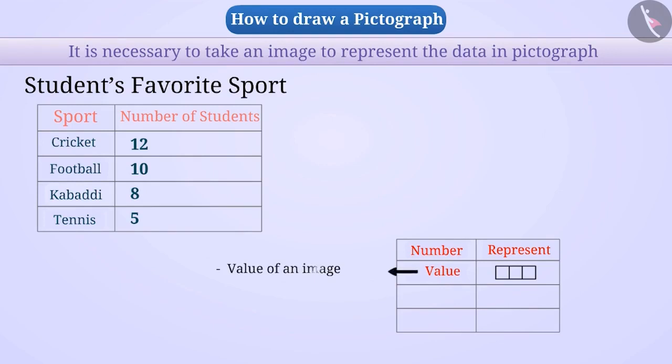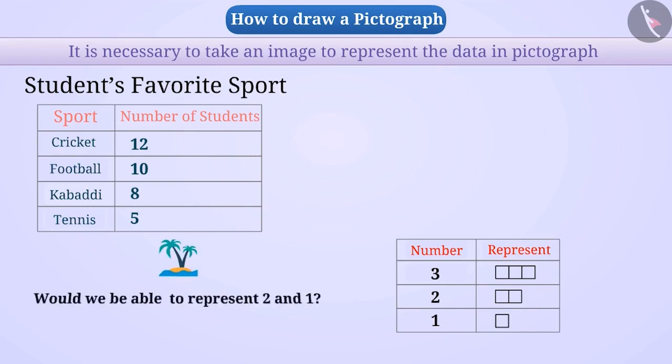Here, we can take the value of one image as 1, or we can also use the image as multiple of units. Like here, we can take the value of an image as 3. If we take the value of an image as 3, then we can represent 2 as this and 1 as this. Just think, if we had replaced this image with this one, then would we be able to represent 2 and 1? Think for a while.